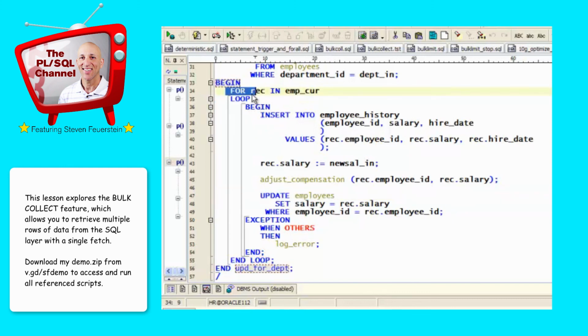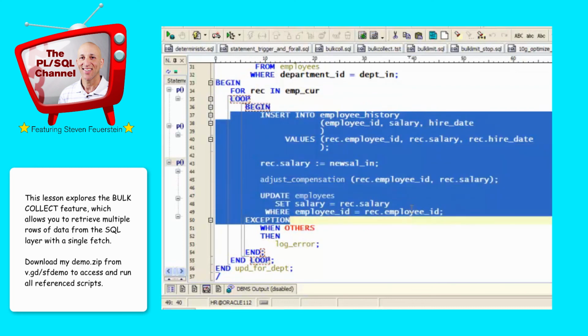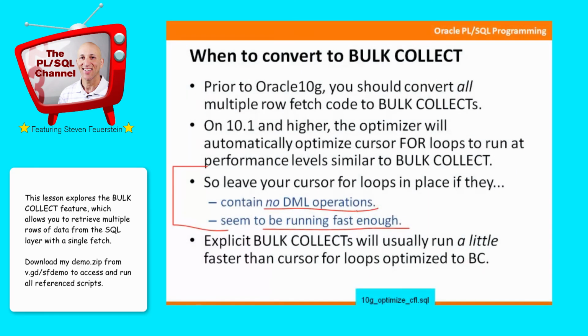But if you have a cursor for loop that does not have DML statements, it's read-only, then there's a very good chance that you will not need to convert that to bulk collect. Notice, however, that in general, the explicit bulk collect conversions does seem to run faster. Maybe not a whole lot, 5, 10, 15% faster than the automated cursor for loop optimization. So leave your cursor for loops in place if they're read-only, but if you notice that your program needs to run even faster than it already is running with the implicit optimization, then you might try explicitly converting to bulk collect, and you should see at least a little bit more boost in performance.